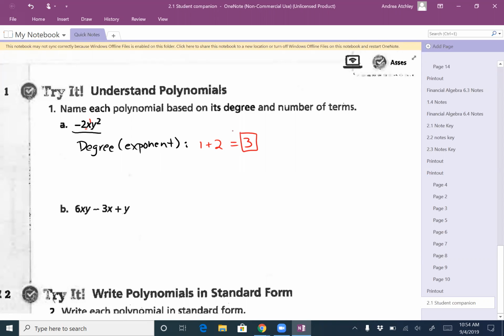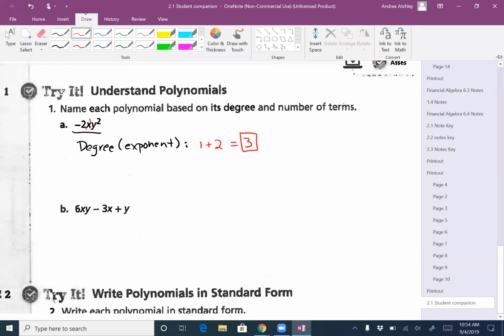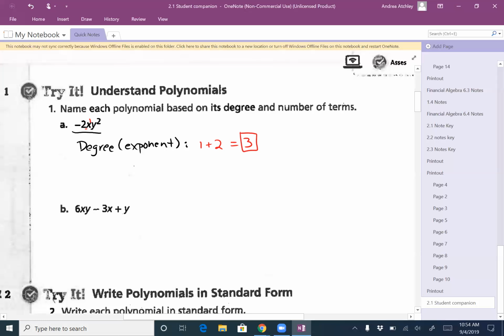The 2, we don't worry about, that doesn't have an exponent in this case. We only look at the variables and what the exponents on the variables are. That's how a degree is determined, by the exponents on the variables. Okay, then we look at one term. It's one thing there, just one term. What do we call it when it's one term? A monomial, very good. One term is monomial. Does that make sense?